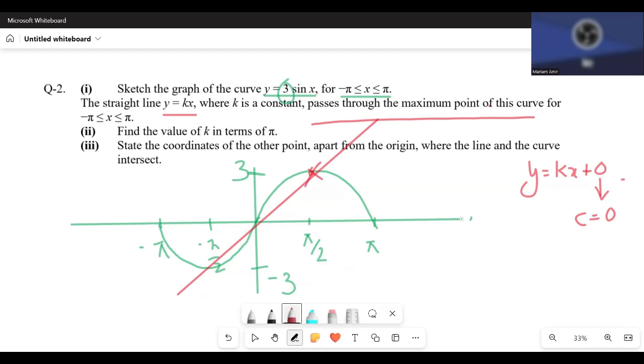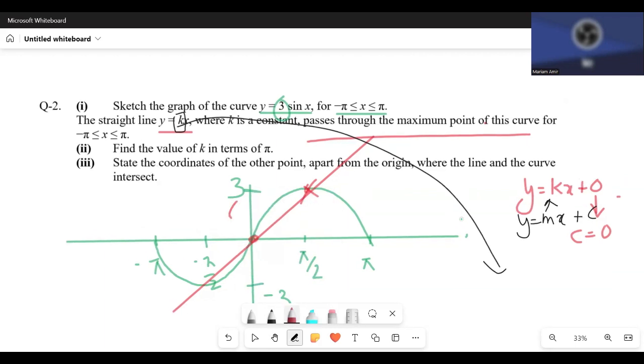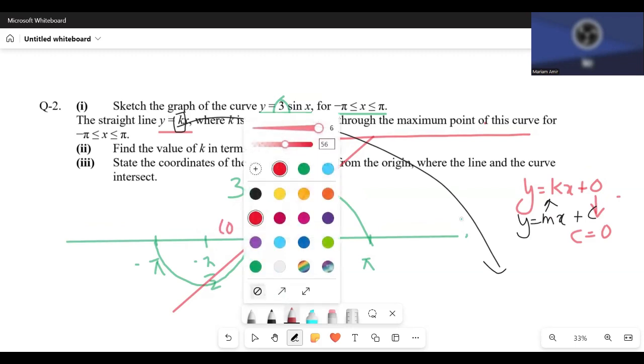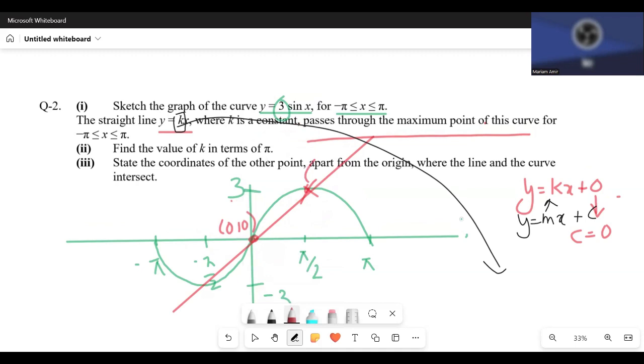It says find k in terms of pi. Now what is k? K is the slope, the gradient, because like I said before, it's y equals mx plus c. So m is k. How do I find the gradient of the red line? I need 2 points. One is (0, 0), and the other one is (pi by 2, 3).